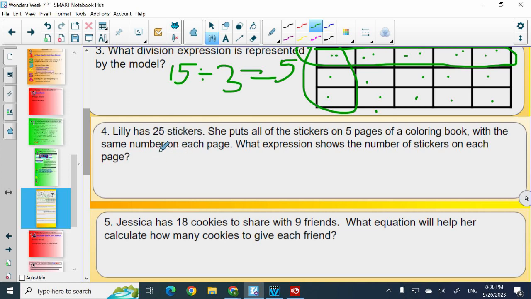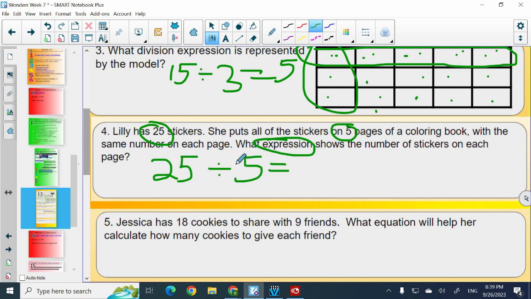All right, hopefully it was paused. Well, this is real simple. We've got a big number here, so that means we're most likely going to divide. So we got 25 stickers that we need to split up among 5 pages. So you would take your big number. Remember, big number goes first in division, at least at this age. And so you'd put 25 divided by 5. So that's your expression. If it asked what an equation would be, then you would just put an equal sign.